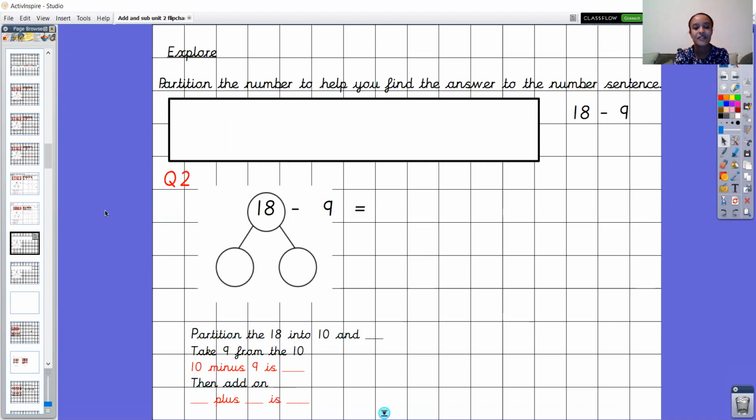Okay. Question 2, exactly the same thing. I would like you to have a go first. So partition that 10, take the 10 over, take away this 9 here, and see what you get. Okay, so have a good go at question 2 on your own. Pause the video now.